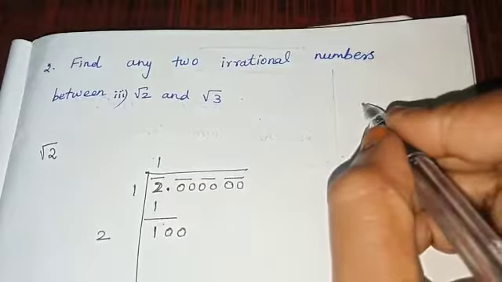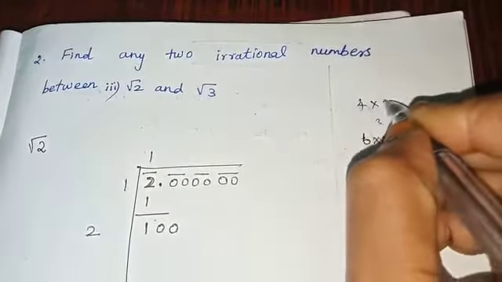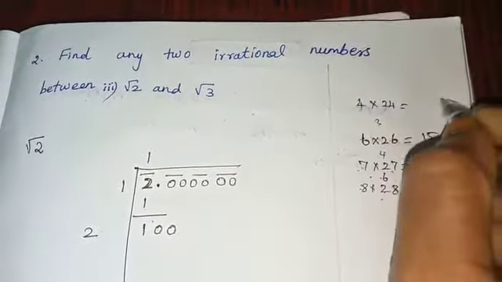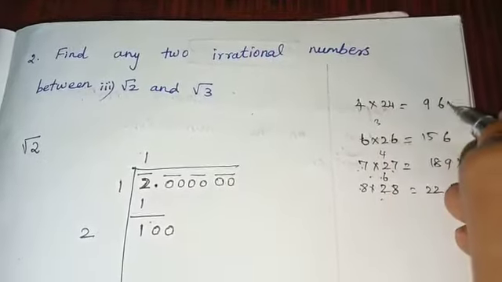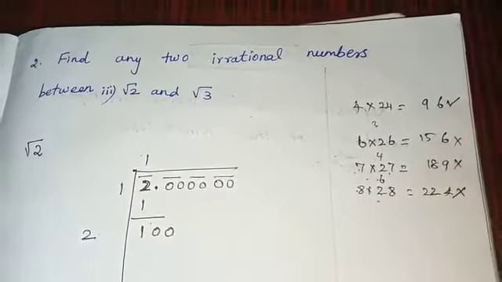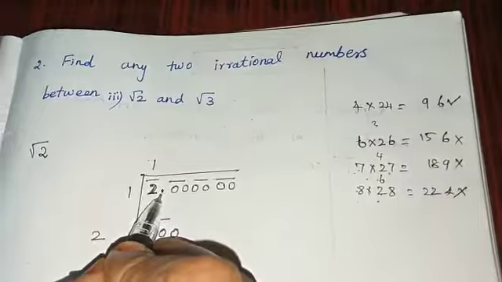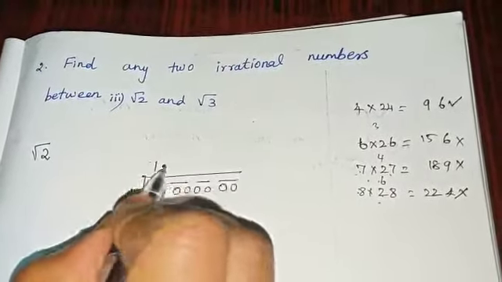So then I will choose 4. Suppose 4, yes, 4 will come. 6, 7, 8 will not come. Here the decimal point is there, so here also put a decimal point.